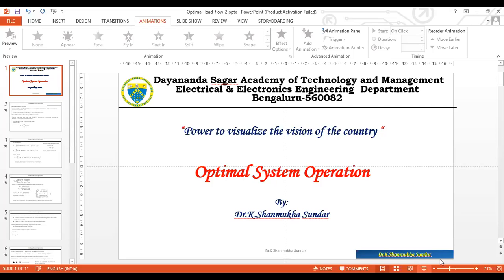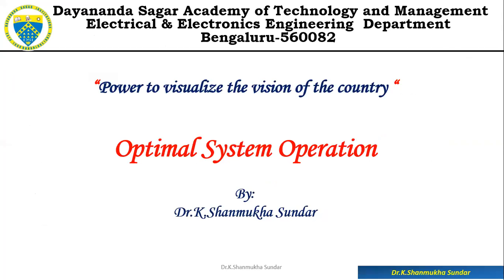So let us start the optimal system operation continuation, but it is module 4. Module 3 we have completed. Module 4, so I am going to start. Two numerical problems in the last class we have done. That was the last topic. So today onwards we will take module 4, that is optimal system operation. It is a continuation, but the topic is optimal load flow solution.